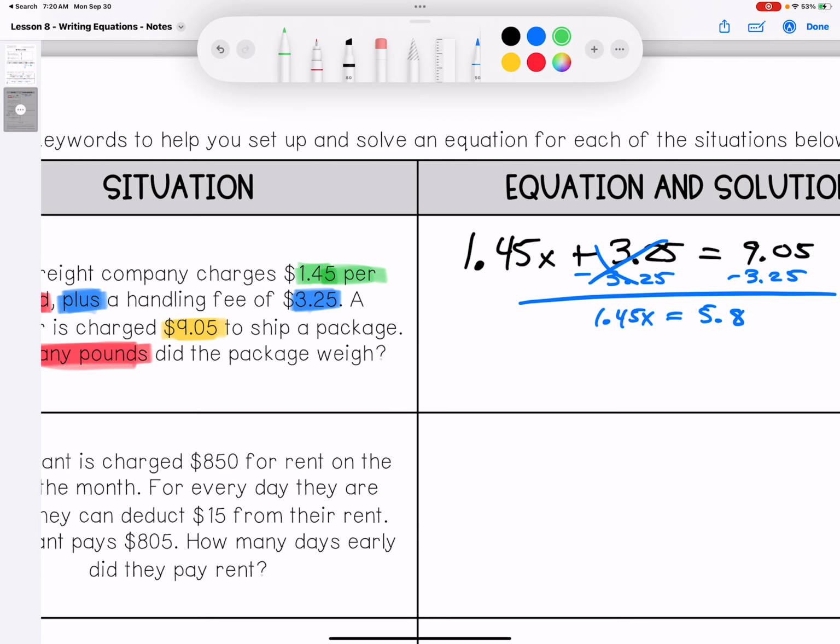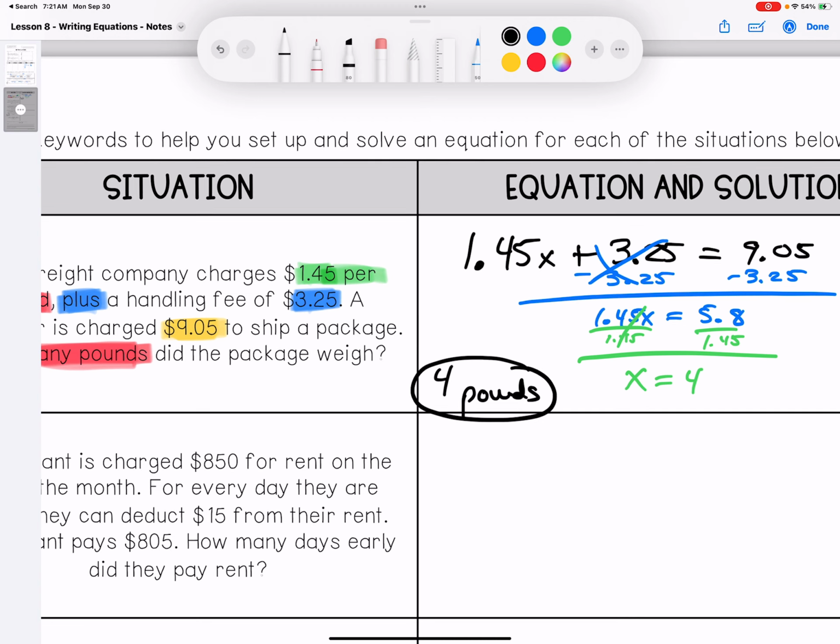And then the last step is to get rid of the multiplication or division, which in this case is multiplication. So I'm going to divide. And I'm left with x equals 4. So how many pounds did the package weigh? 4 pounds. That is your answer.